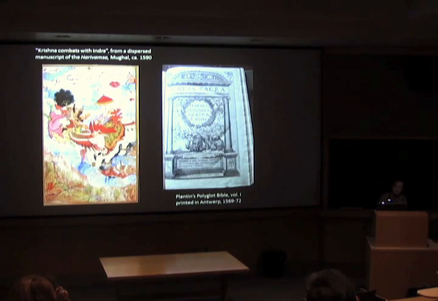One specific example that has been argued to make a great impact on Mughal art is the Polyglot Bible. This Bible was printed in Antwerp by Christopher Plantin in 1569 to 72. The first Jesuit mission brought it to Emperor Akbar's court in 1580. And of course, this is not mentioned in Mughal sources, but it is mentioned by the Jesuits.